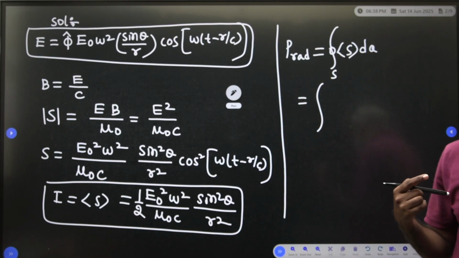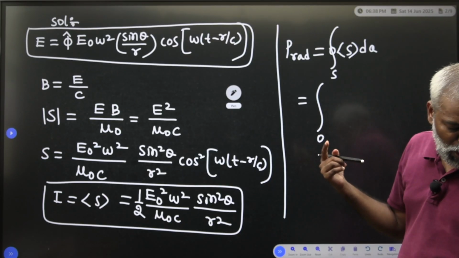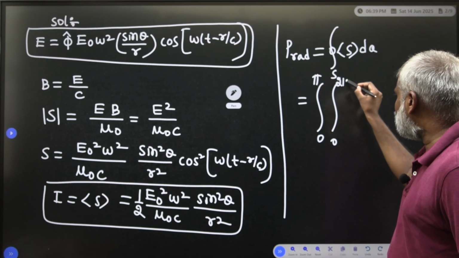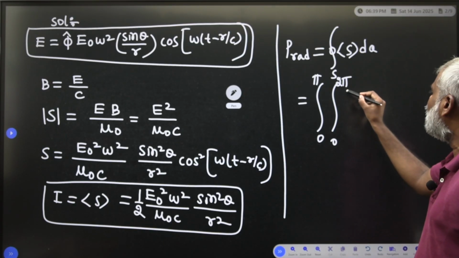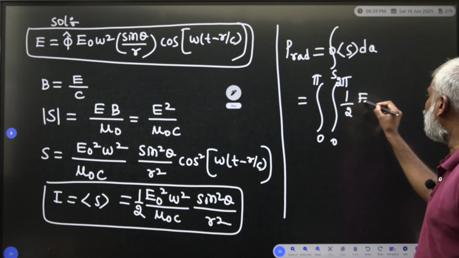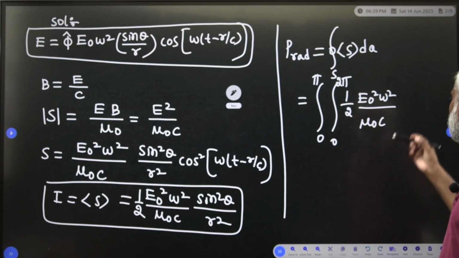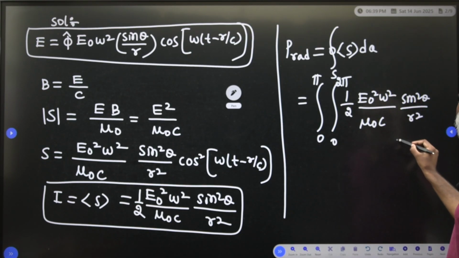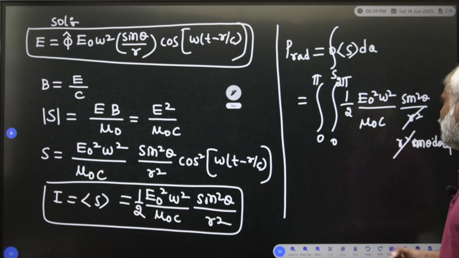This is a surface integral you can consider. The surface integral is in spherical polar coordinates, theta 0 to pi and phi 0 to 2 pi. Your integrand is 1 by 2 into E naught square omega square divided by mu naught into c, sin square theta divided by r square, into dA, which is equal to r square sin theta d theta d phi. This is the dA value. This r square gets cancelled.